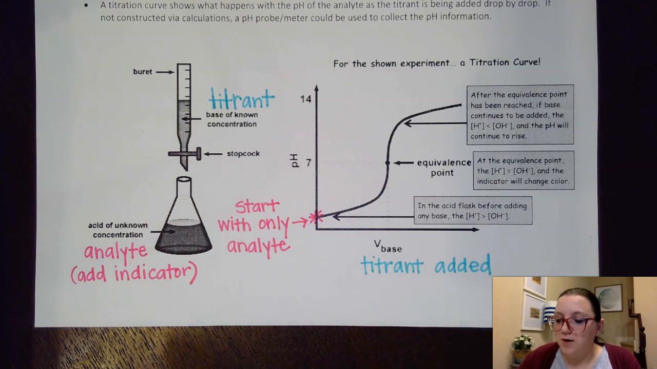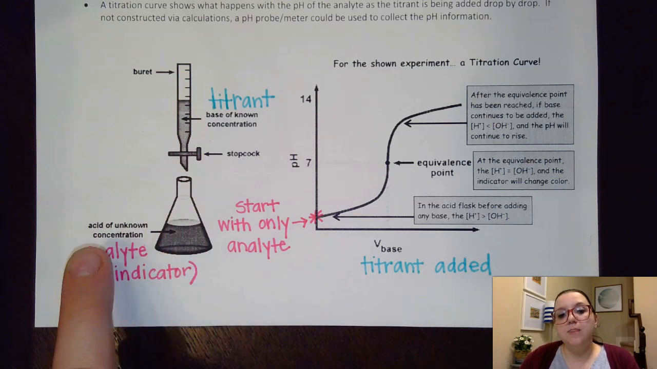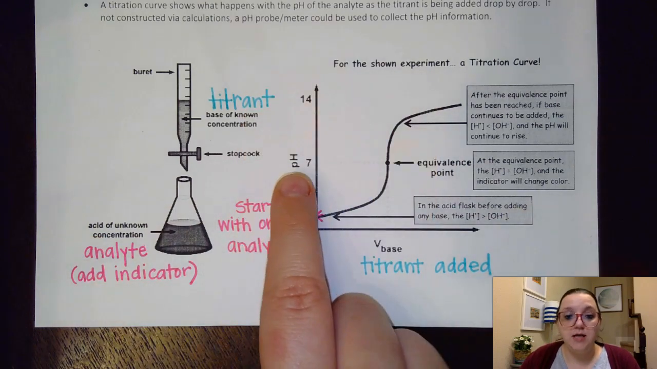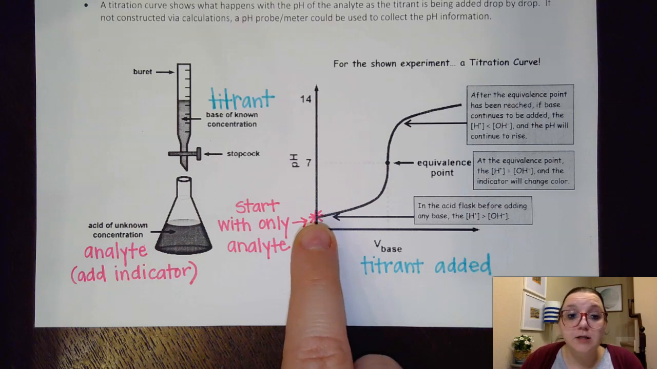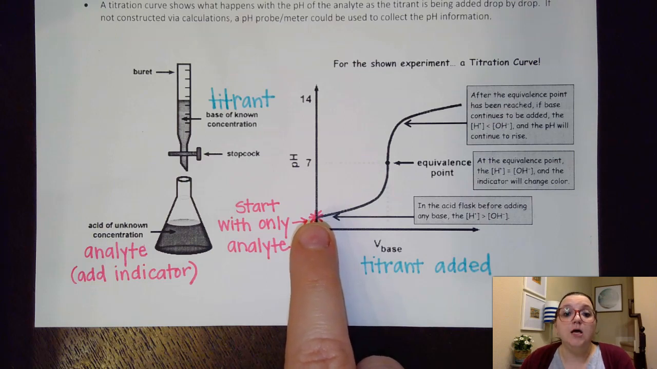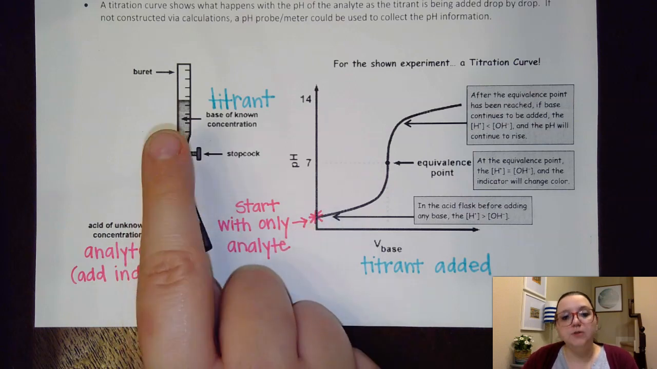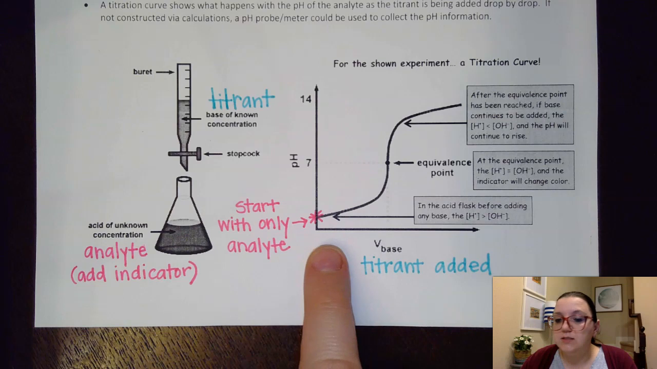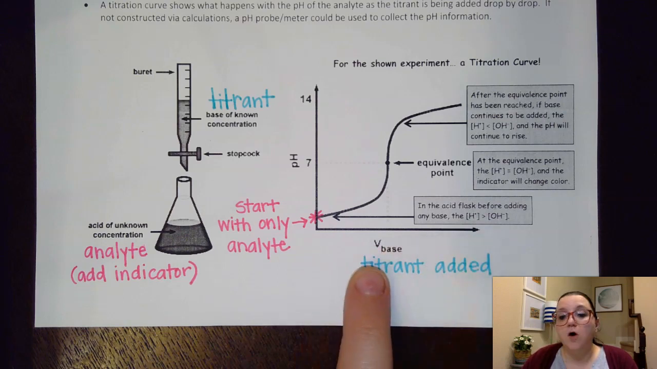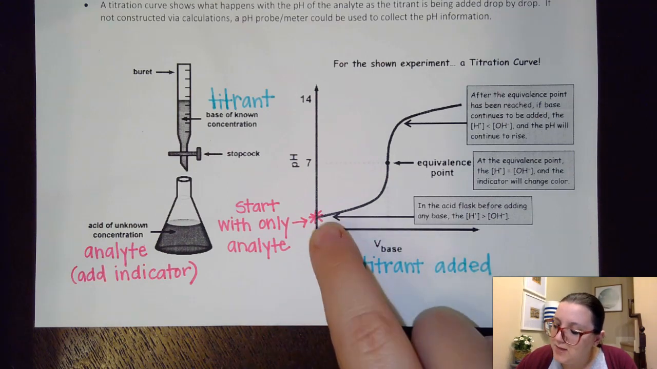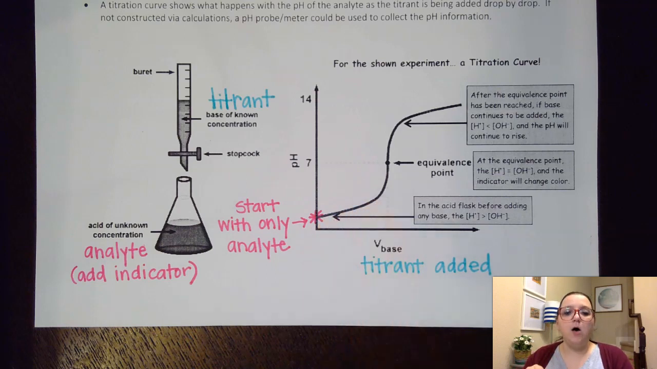At the very beginning, before I've started adding the base, I would just be measuring the pH of our acid. And so if I was to construct a graph where I was measuring pH at the very beginning, that pH would be very low because remember, acids have lots of H+, and so their pH ends up being a low value, way below 7. And so then what we're going to do is, drop by drop, start to add that base into it. We're going to start to add that titrant. And so that's what you see along this axis here, how much volume of the base has been added. And so you see as we start to add more and more of the base, the pH starts to inch up.